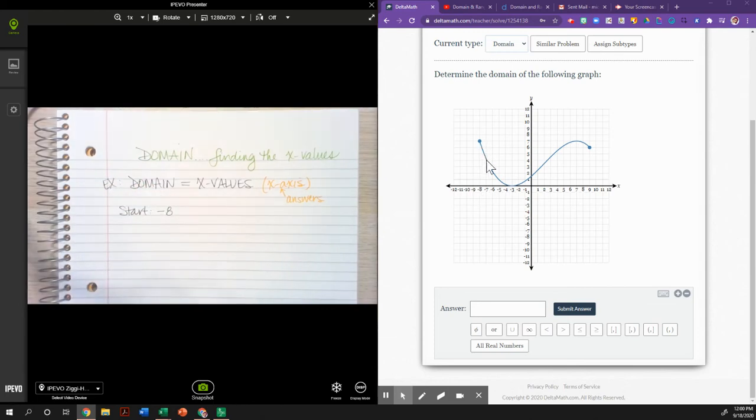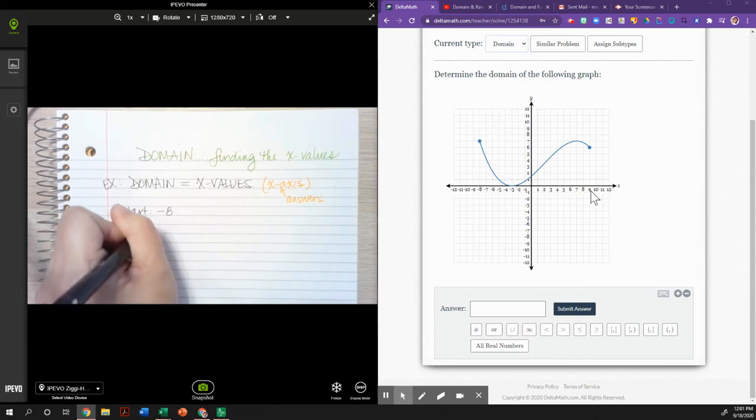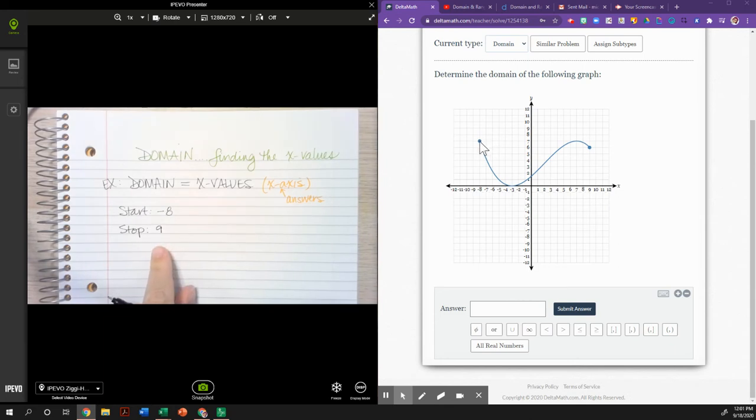Then if I follow along this graph, that means all the numbers in between -8 and -7, -7 and -6, I would have to write down all of these numbers, and I don't want to do that. So I'm just going to follow it along, and it stops, and my x values stop at 9. So my graph is associated with x values of every number that exists between -8 and +9.